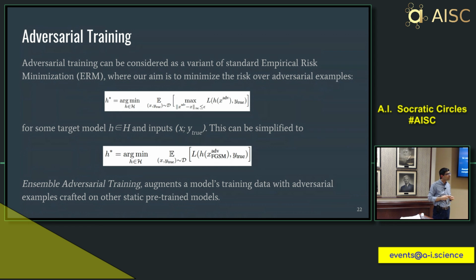So they just generate these adversarial examples, put them in the training set on top of the original data, and train on it. Exactly. Yeah.